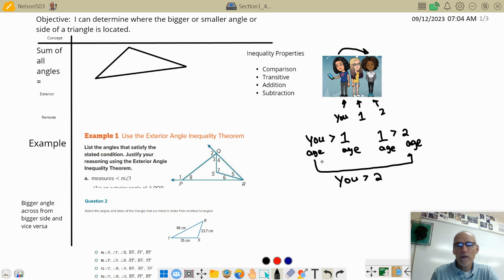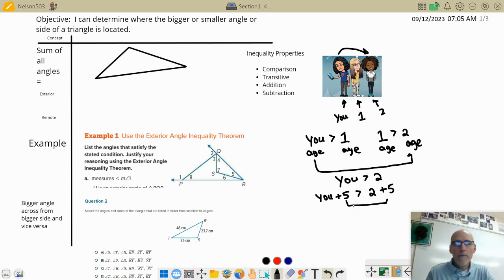Okay, so I hope this doesn't sound too complicated, but mathematicians give them names: the transitive property or the addition property of inequality. Let's say 2 years from now, or 5 years from now, you plus 5 years is still going to be bigger than your friend number two, plus 5 years. So you can add the same amount to an inequality and still have an inequality that's true, right? So you don't have to move inequality signs around.